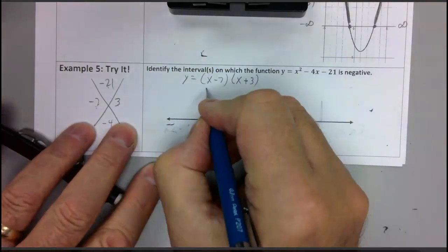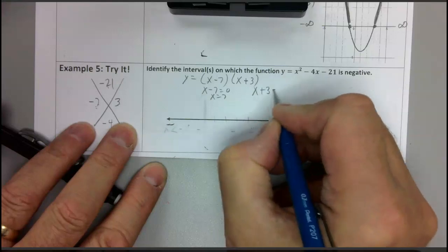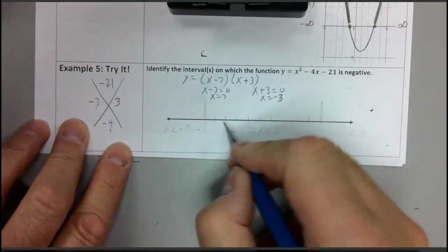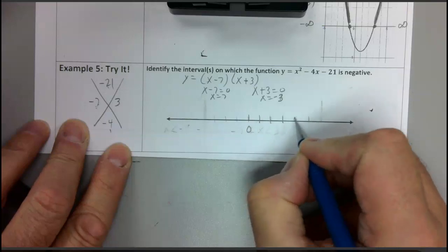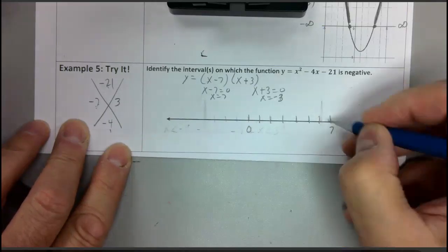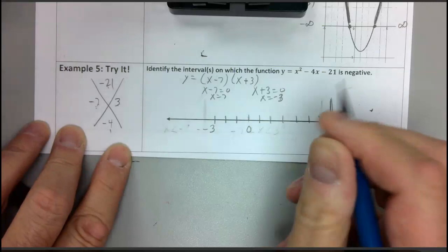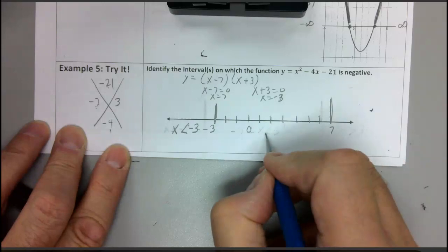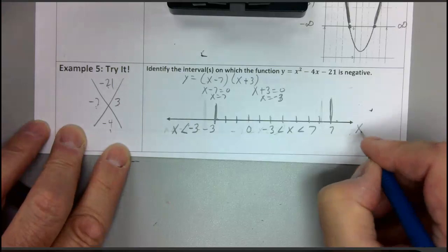Correct? I should have x minus 7 set equal to 0, so I get x equals 7. Set x plus 3 equals 0, and I get x equals -3. So here's 0. 1, 2, 3, 4, 5, 6, 7 is right here, and then negative 3 is right here. So my intervals are x is less than negative 3, between negative 3 and 7 is from here to here, and then x is greater than 7 is from here to here. Okay?